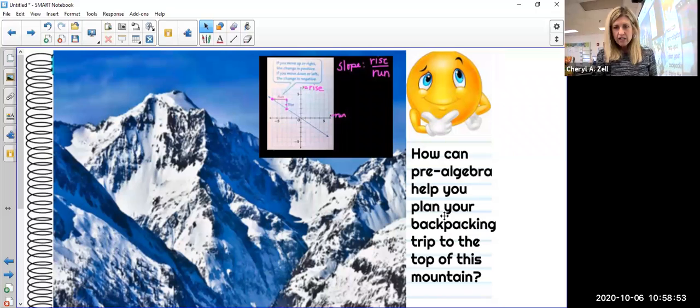Here is another example of some peaks and slopes that are very steep. How can pre-algebra help you plan your backpacking trip to the top of this mountain? I'm going to teach you what slope is a little bit later, but slope is basically the rise, how high, and the run is the steepness of the slope.